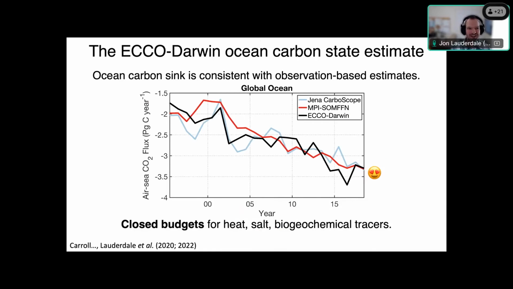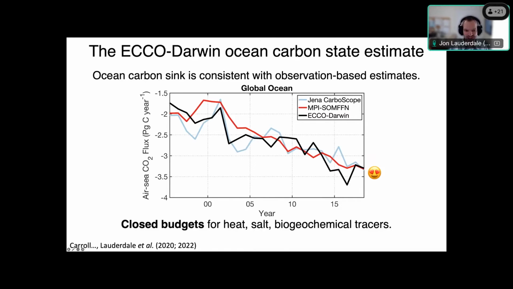So the key result from ECCO-Darwin, I guess, is that the ocean carbon sink that we can calculate from our constrained state estimate is entirely consistent with observational-based estimates of the ocean carbon sink itself, which is great. And bearing in mind that that is within the machinery of the model that we have.